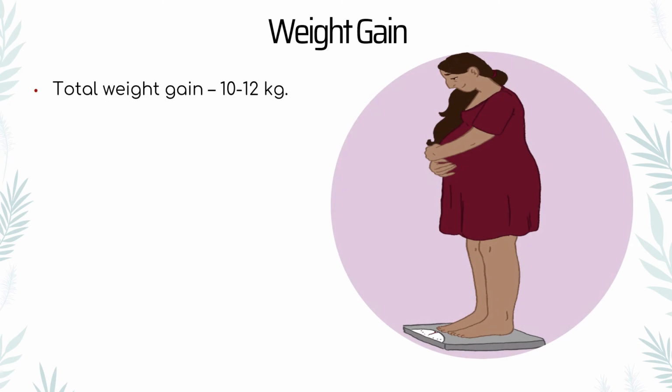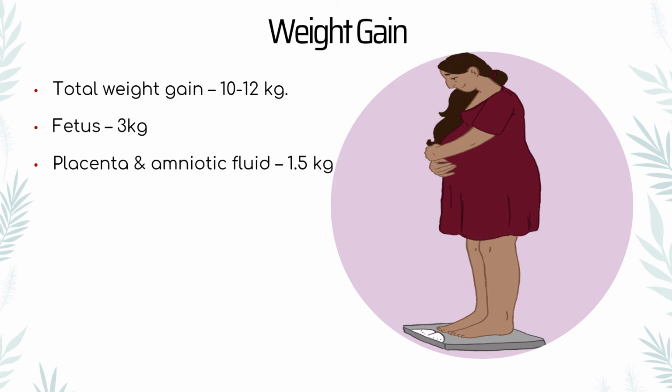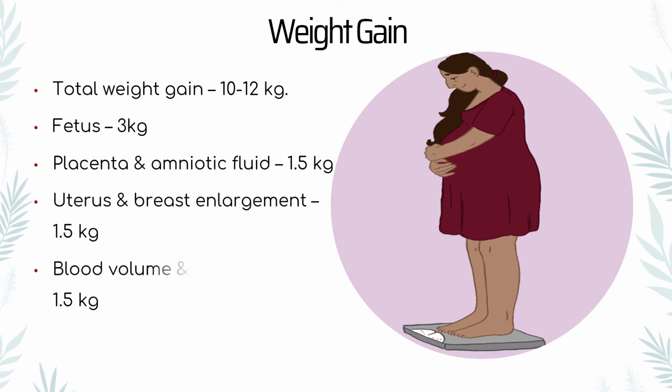Weight gain. Total weight gain during normal pregnancy is 10 to 12 kilograms, which is contributed by the fetus 3 kilograms, placenta and amniotic fluid 1.5 kilograms, uterus and breast enlargement 1.5 kilograms, blood volume and interstitial fluid 1.5 kilograms, fat deposition 3 to 4 kilograms. So this weight has to be monitored throughout the pregnancy. It has to be very regular and it is very important.